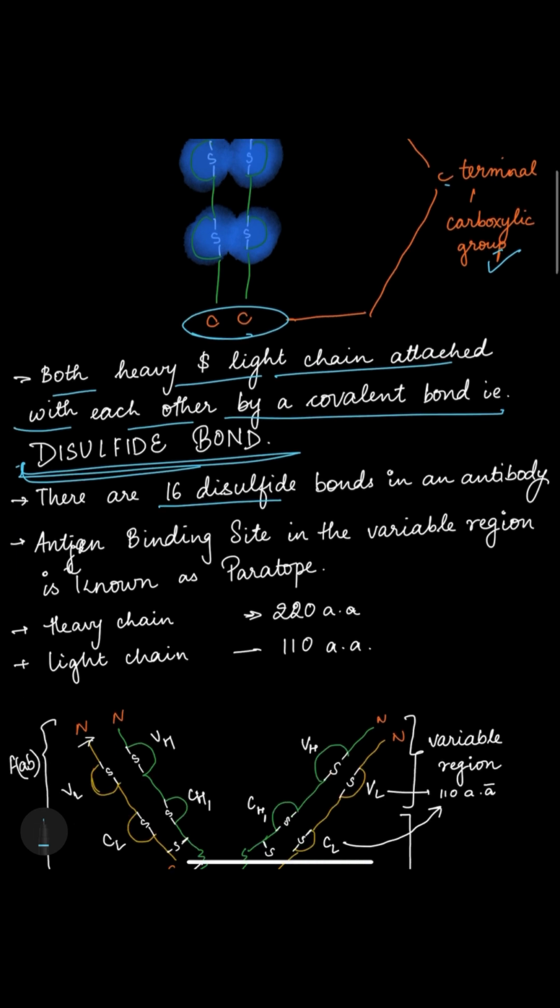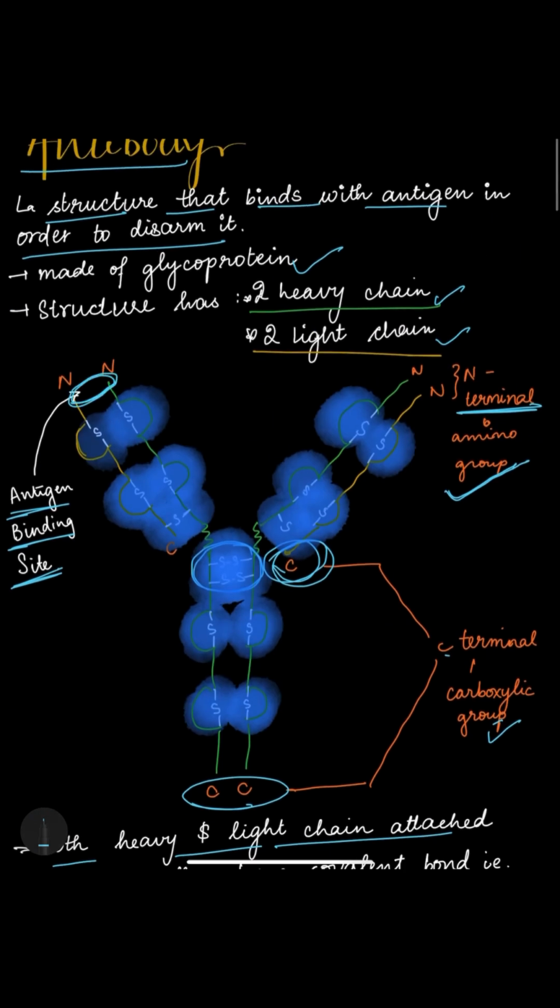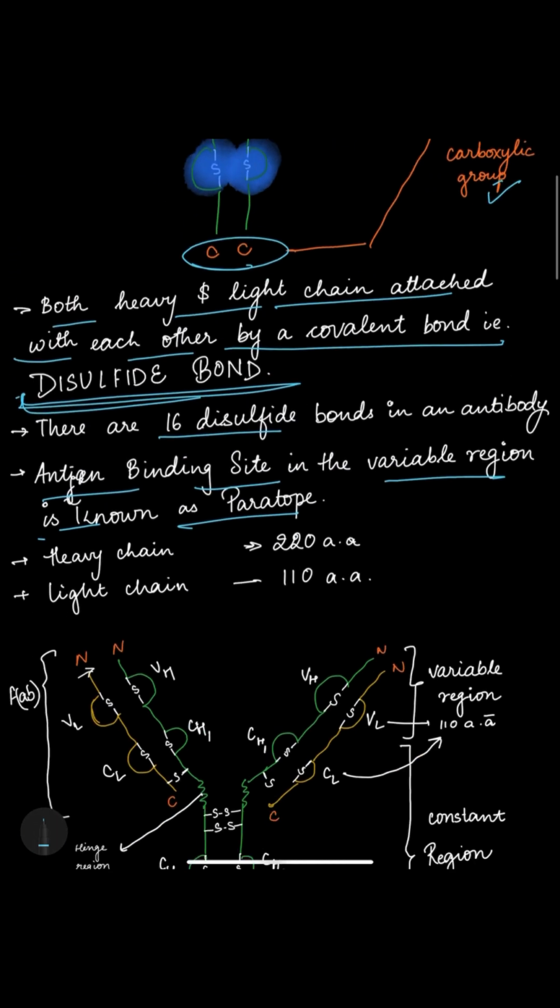Okay. The antigen binding site in the variable region is known as the paratope. I told you this is the antigen binding site, and this is known as the paratope. And the site on the antigen surface to which it binds is called the epitope.